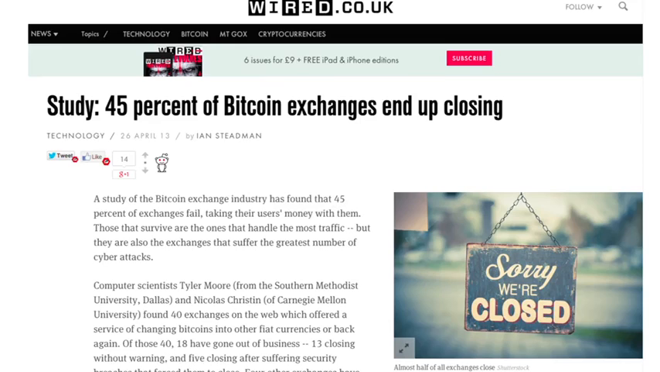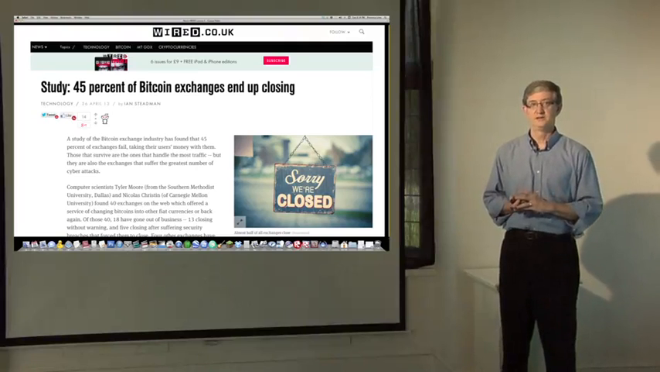The most famous example of this, of course, is Mt. Gox. Mt. Gox was at one time the largest Bitcoin exchange, and it eventually found itself insolvent. That is, unable to pay out the money that it owed. And Mt. Gox was a Japanese company, and it ended up declaring bankruptcy, leaving a lot of people wondering where their money had gone.